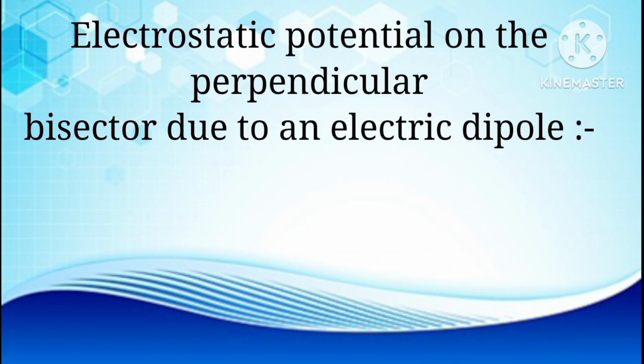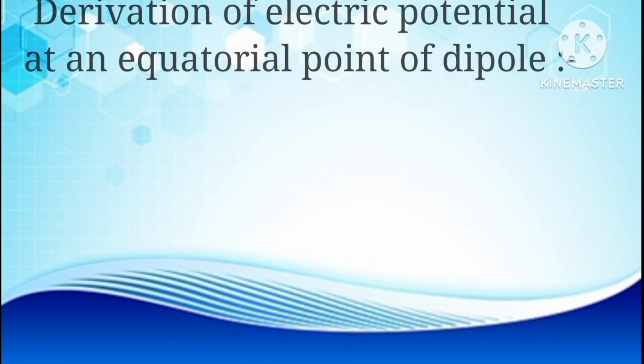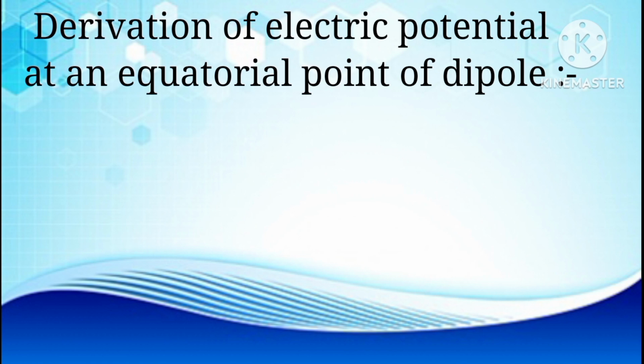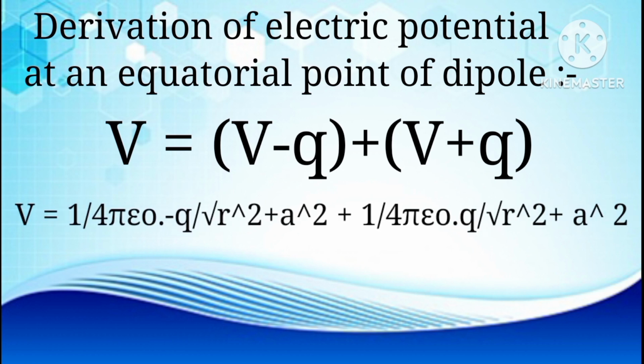Electrostatic potential on the perpendicular bisector due to an electric dipole: V is equal to 0. Derivation of electric potential at an equatorial point of a dipole. V equals V of minus Q plus V of plus Q. V equals 1 upon 4 pi epsilon naught, minus Q upon under root R squared plus A squared, plus 1 upon 4 pi epsilon naught, Q upon under root R squared plus A squared. V equals 0.